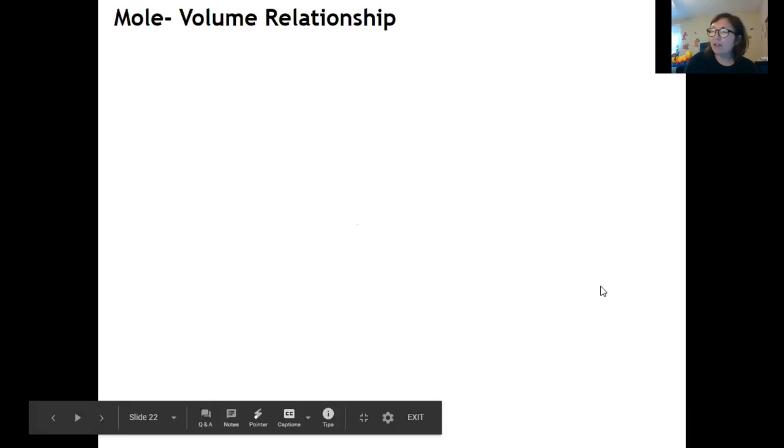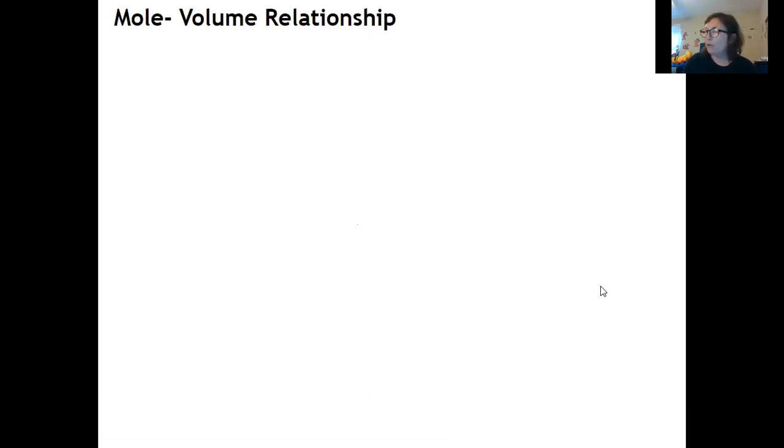Now, we've done the mass to particle and the mole to particle and the mole to mass. We've talked about those. There's one more connection we need to make sure we're looking at. It's a mole to volume relationship.